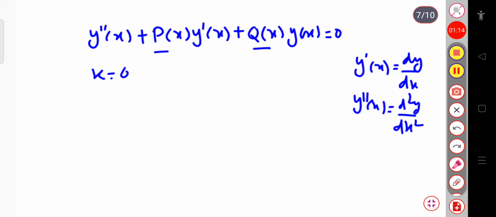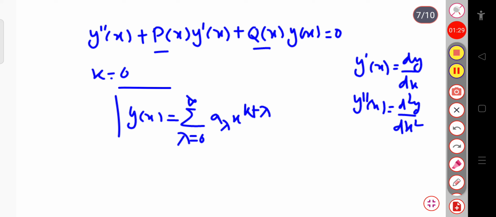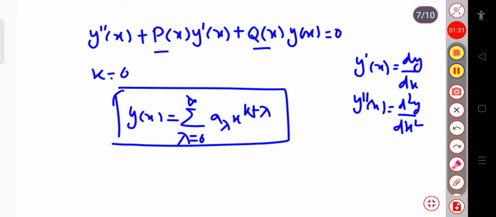that is called the Frobenius series, and that series can be written as y of x equal to sum over lambda equal to 0 to infinity a lambda x power k plus lambda. This is the solution for this differential equation, known as the Frobenius series solution. And here we have to determine the exponent k and the coefficients a lambda. Also, we will assume a naught is not equal to 0.